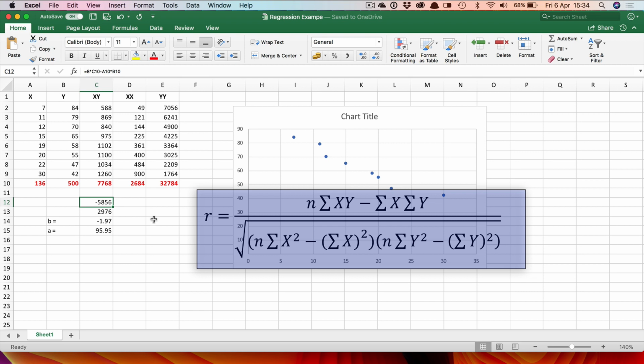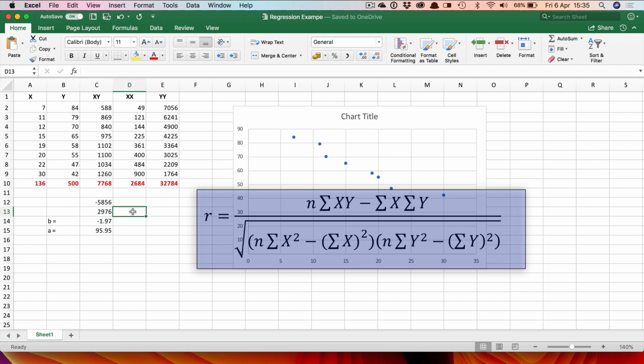And on the denominator, under the square root sign, we have on the left this, the denominator of the b formula, and on the right we have a similar expression but for y rather than x. So that's the only one we need to calculate before we can plug into the formula. So I'm going to do that here.